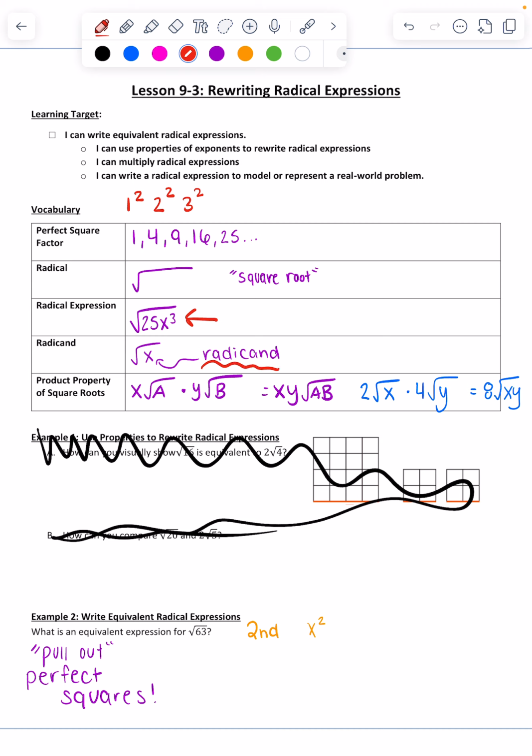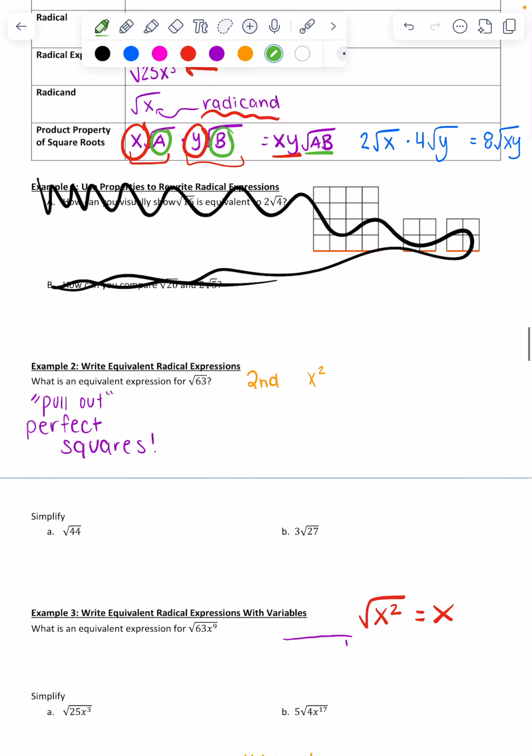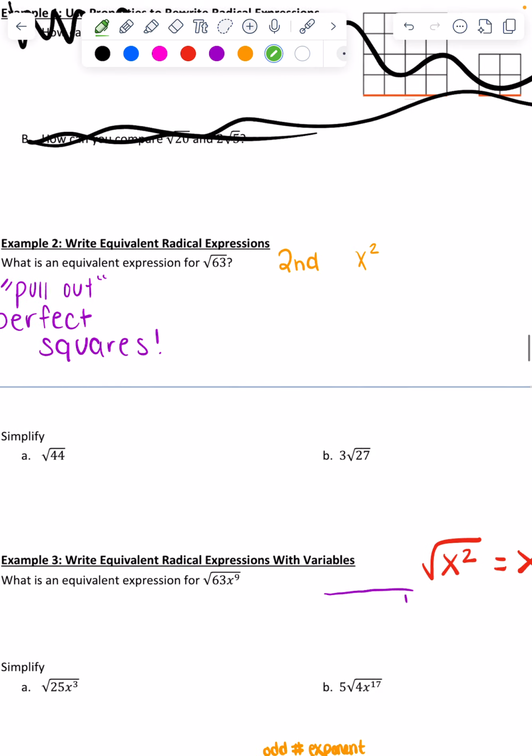And then lastly, we have this property we're going to use where essentially if we have 2 radicals, 2 square roots, we can multiply everything on the outside together. And we can multiply everything on the inside together. And then today we're going to learn how to simplify. All right, we're going to skip example 1 for now and jump into example 2.